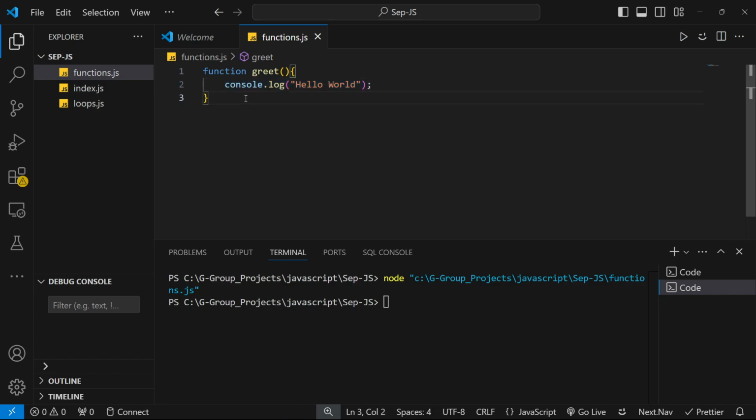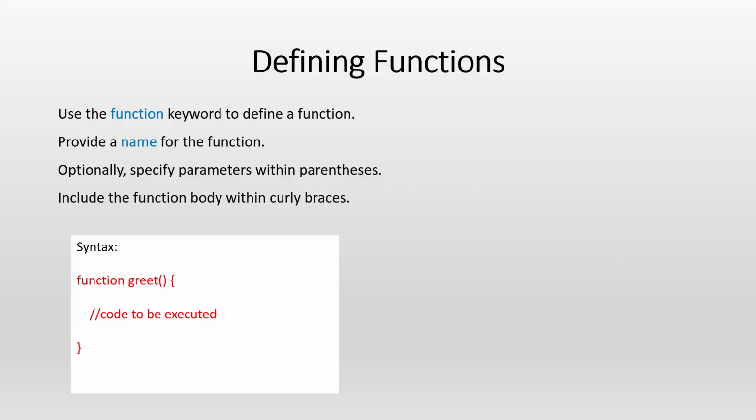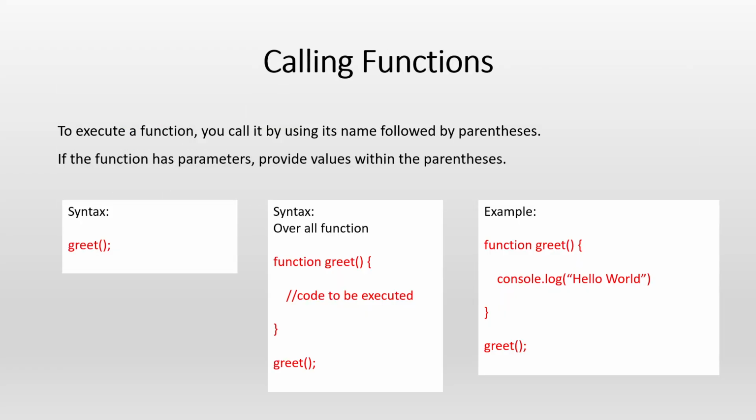But creating the function is not sufficient. We have to write something to execute that function so that we can see the output. Let us understand what those things are. This is called calling functions. To execute a function, you have to call it by using its name followed by parentheses.